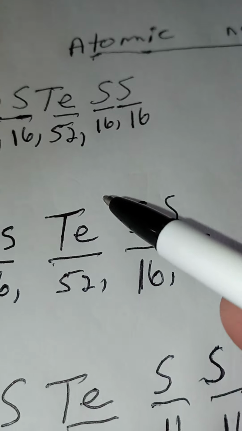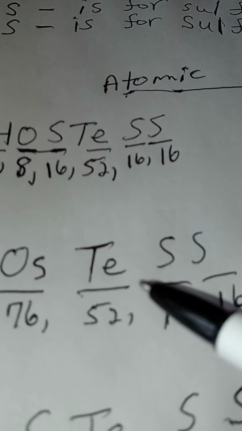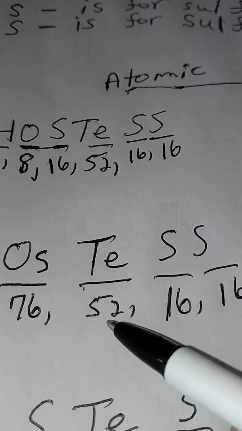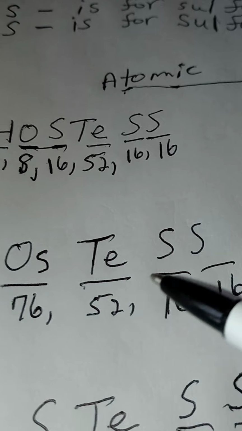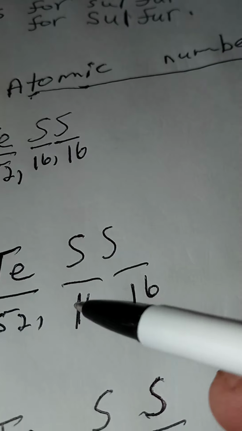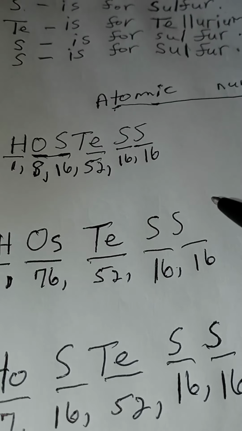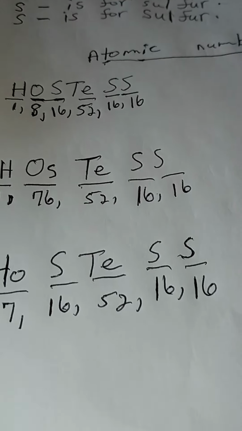If we look here, we'll see that the capital T and a small e, which is tellurium, has the atomic number of 52. Capital S and capital S, both sulfur, have an atomic number of 16. So in all these cases you'll see that this stays the same. If you can remember the TE and the SS, 52, 16, 16, 52, 16, 16, you have it made. You understand? In all cases.